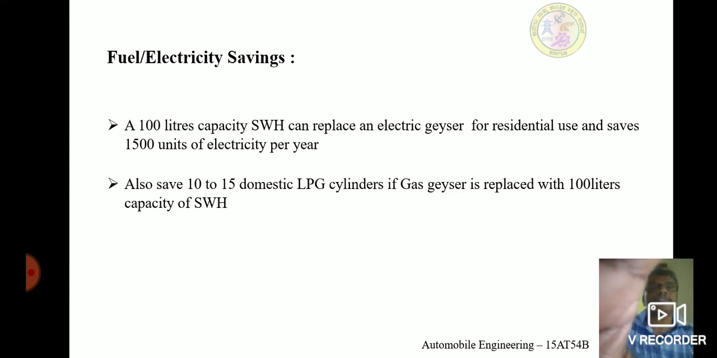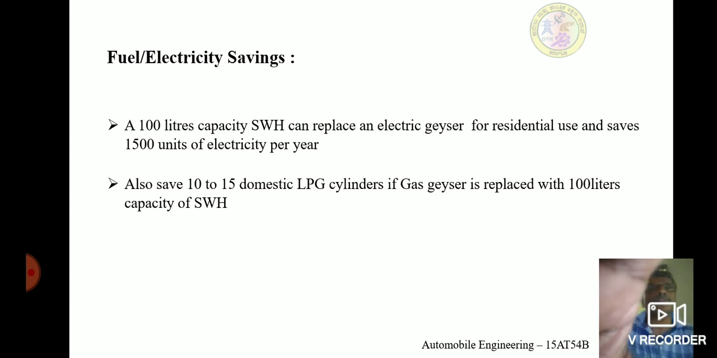So, electricity savings. To prepare hot water using a geyser, we have to invest much electric power, and its cost is also very high. See, a 100-liter capacity solar water heater will save 1500 units per year. With 1500 units, you can save around 8 to 10,000 rupees per year if you have this setup. Every month there will be a 50 rupees reduction by Bescom, if you have this panel setup.